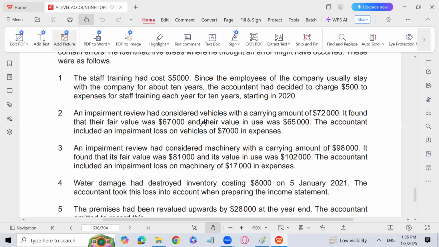Point number 4: water damage destroyed inventory costing 8,000 on 5th January. The accountant took this loss into account when preparing the financial statements. This is a non-adjusting event according to IAS 10, because the water damage destroyed the inventory on 5th January. This is indicative of an event which arose after the balance sheet date. So this is a non-adjusting event and it will not be recorded in the books of accounts. So we will increase the profit by 8,000 because it should not be recorded as a loss.